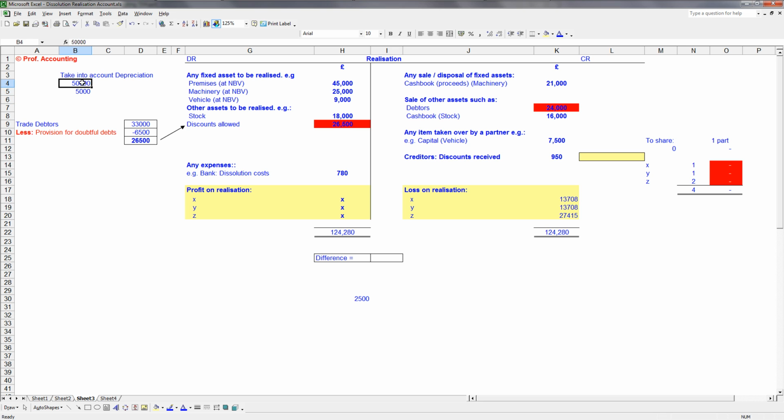But if I hadn't used the 45,000, which is the correct value, and I used 50, it would make it £5,000 worse. So it wouldn't be prudent, because first of all, you're not taking depreciation into consideration, and it's going to skew the capital values, because the profit and loss and realization will be inaccurate. So if you are given depreciation in this kind of question, you must take it away from the cost values and therefore give net book value.